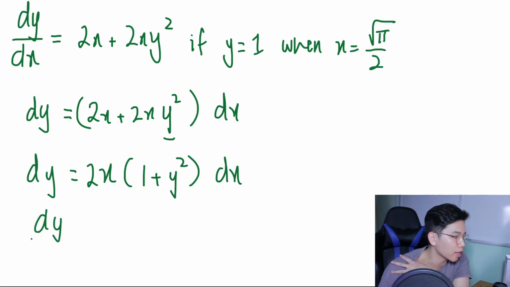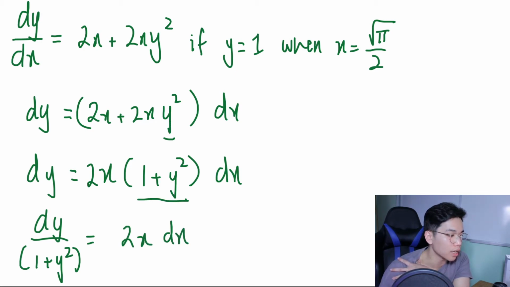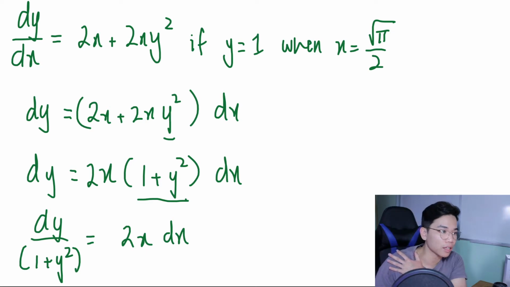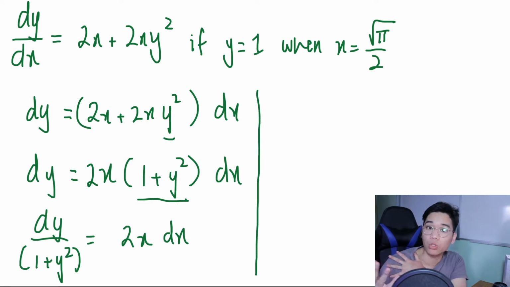And now I can have all the terms on their respective sides. So you can see I have dy on 1 plus y squared, basically dividing over this term, and I have 2x dx, right? With that being said, I think this is very close to what you're used to in integration, right?